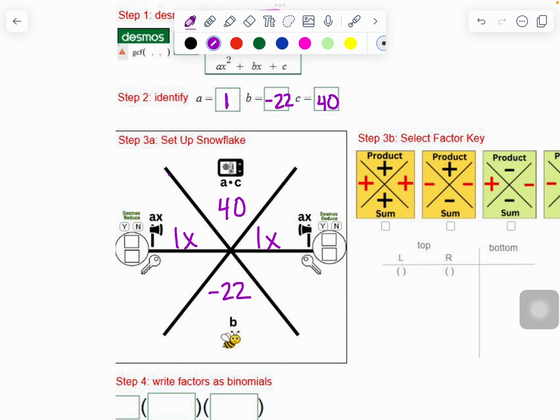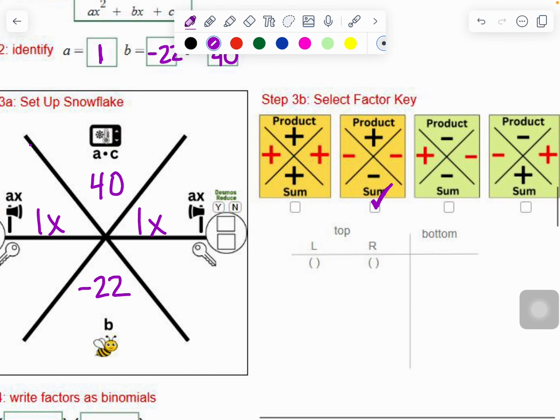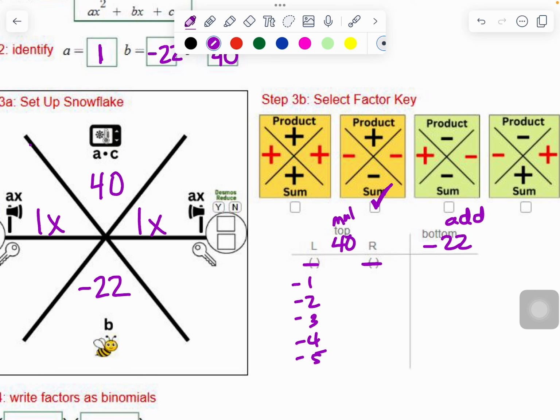Now we're doing this cross puzzle here where we're just solving this part of it. We can kind of ignore the X for a second. So I have a positive 40 on top and a negative 22 on bottom. Positive on top, negative on bottom, which is this one right here. So go ahead and check that. And so we're going to make a listing to help us figure this out. We know this is going to be negative and this is going to be negative. It has to multiply, and I'll put a little multiply here, to get 40 and add to get negative 22. So I'm going to do negative 1, negative 2, negative 3, negative 4, negative 5. We'll see how far we get.